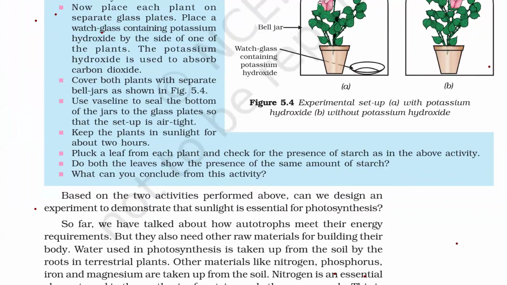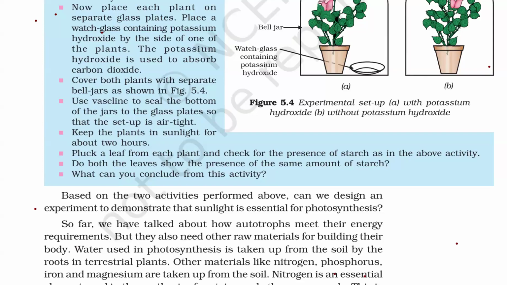So who is going to tell me something about the result of this experiment? Can anybody have any guesses? No need to hesitate. Whatever comes to your mind, just speak it out. In the first case, there won't be any photosynthesis because there's no CO2. But in the second, there is no potassium hydroxide, so there will be no outside carbon dioxide inside the jars in both the cases. But in part B, some carbon dioxide can be there because there is no potassium hydroxide to absorb it.